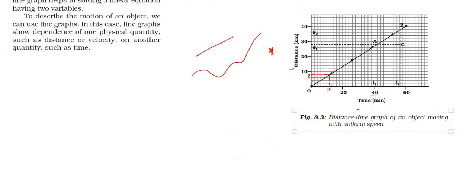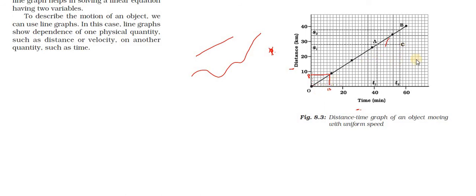So this is a distance-time graph. For an object moving with a uniform speed, there is no change in the speed, so we get a straight line like this. This is the distance-time graph of an object moving with a uniform speed. If an object is moving at a uniform speed, you will get a distance-time graph like this.